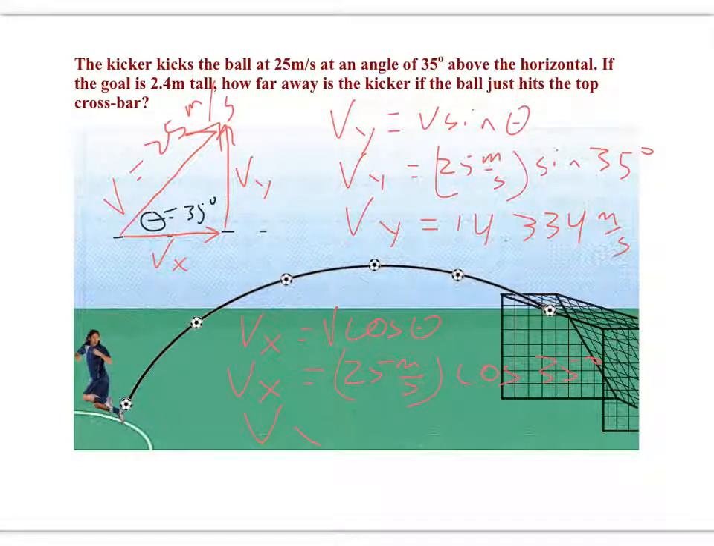Throw that in a calculator, and we will find Vx is 20.489 meters per second. All right. Once I have these components, I'm actually going to make a whole new picture to help me work this through.